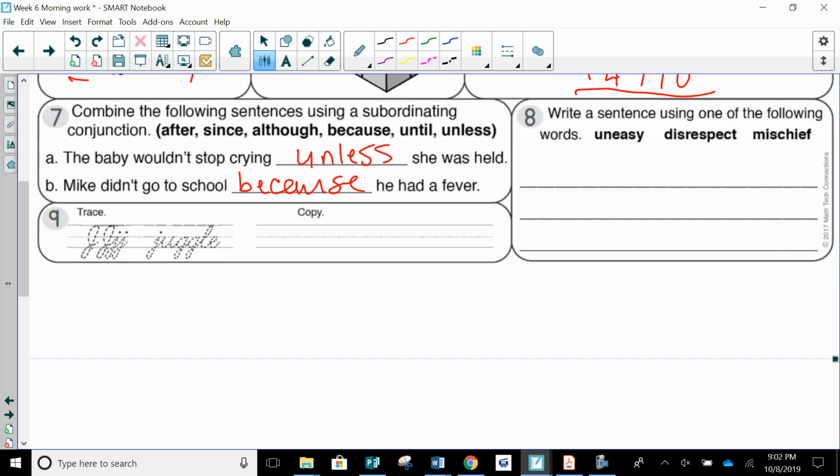Okay, write a sentence using one of the following. You could have written lots of different sentences, so I will check this one. Just make sure you have used a capital letter and an end mark in your sentence, and use one of these words in there: uneasy, disrespect, or mischief, and I will check those.